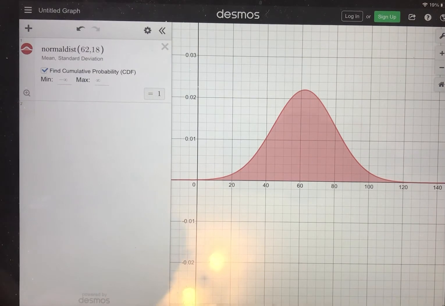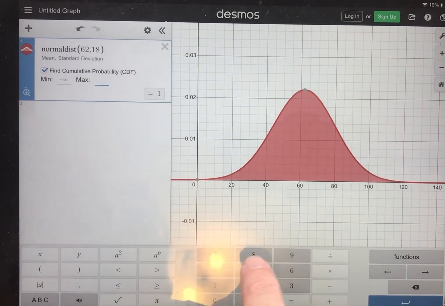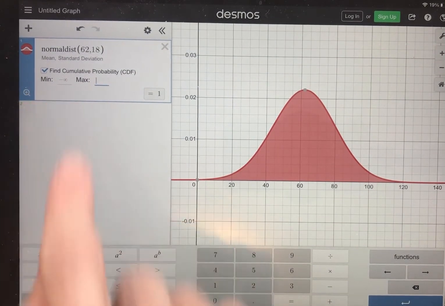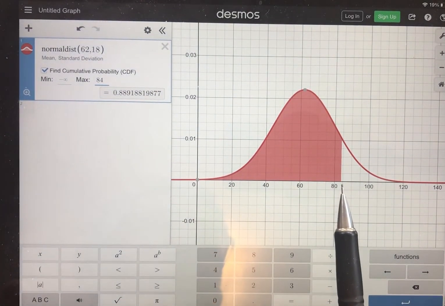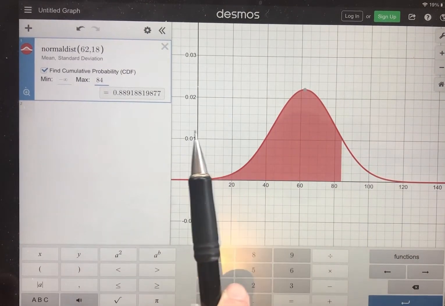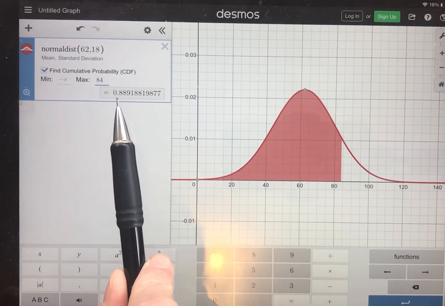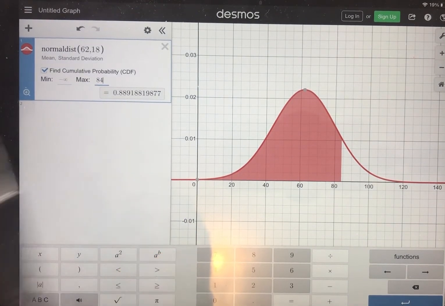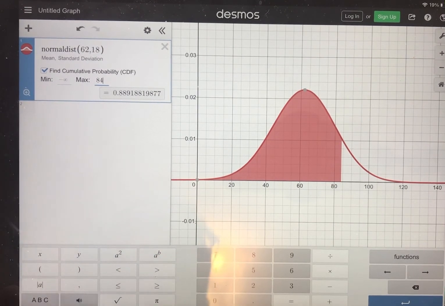Okay, well, we wanted to know less than $84. So 84 is our max. Okay, I want to know less than that. So I want to know from -infinity to 84. I'll type in 84. And look what it shows me. Here's 84. And that's the percentage shaded that is less than 84 all the way to -infinity. And the answer comes out to be 0.8892. Okay, we'll go 0.889.